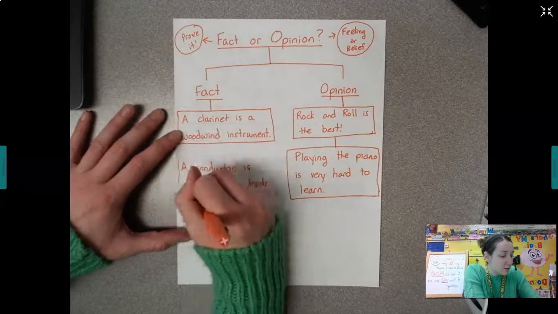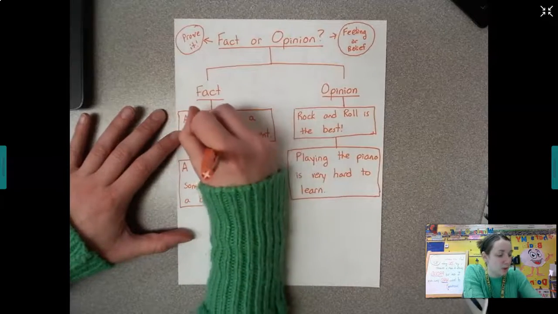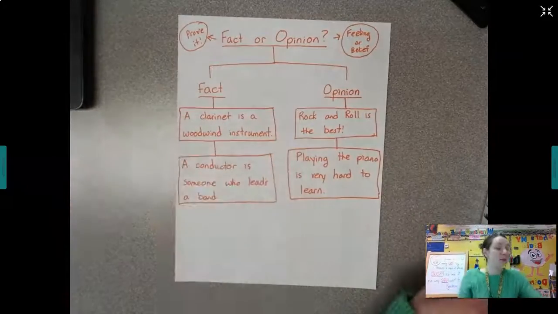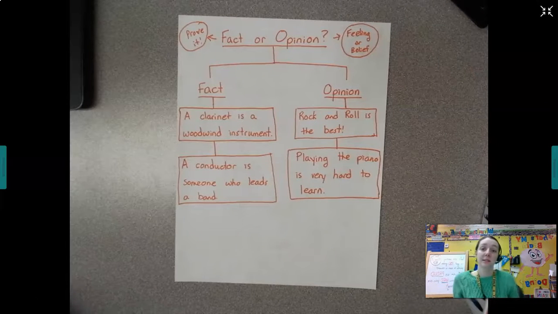So remember, we've talked about both of these subjects before, text features and facts and opinions. It's just review and continuing to work with them. So remember, text features are used in informational texts. They are headings, titles, highlighted words. They're key pieces of those texts. Facts and opinion. Facts are something you can prove to be true. An opinion is how someone feels or believes. So you're going to work with those today.